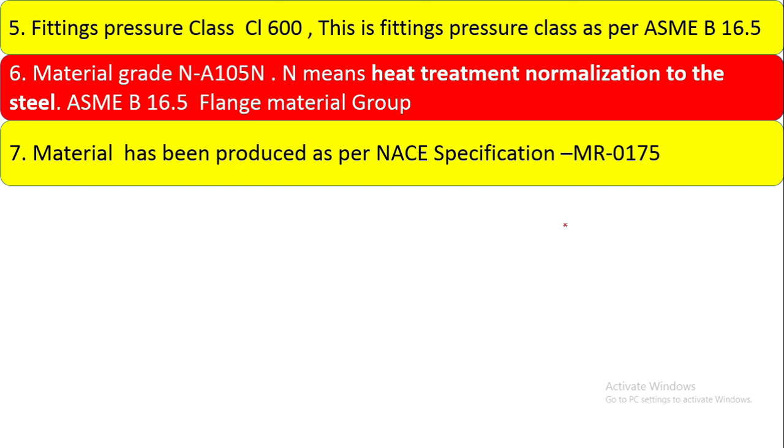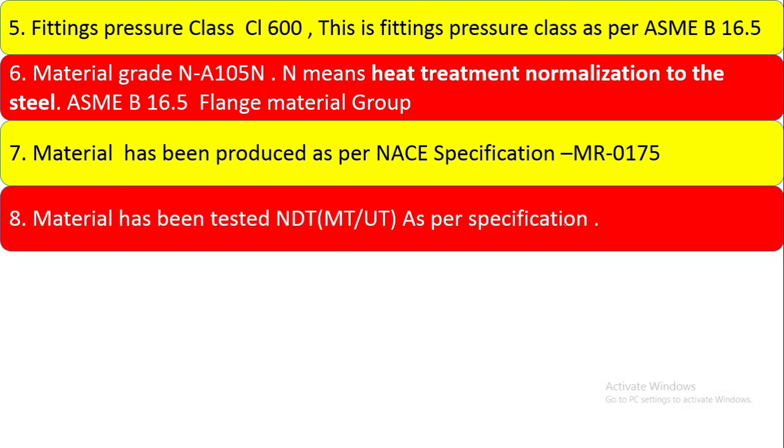Seven: the material has been produced as per NACE specification. If the material is produced as per NACE requirement, then definitely it should be written in the flange marking, that is MR0175 NACE. Eight: the material has been tested, NDT MT UT, as per specification. In the flange marking, MT UT means that the material has been tested by NDT.